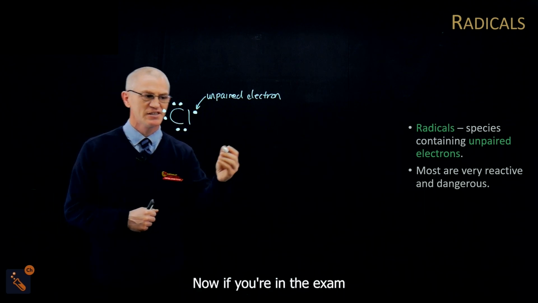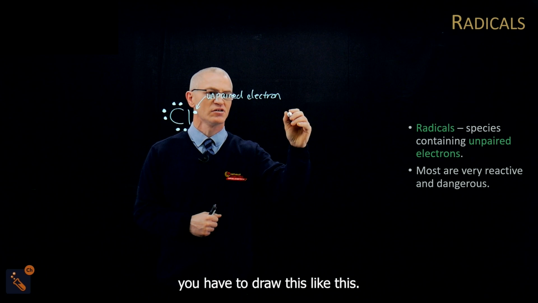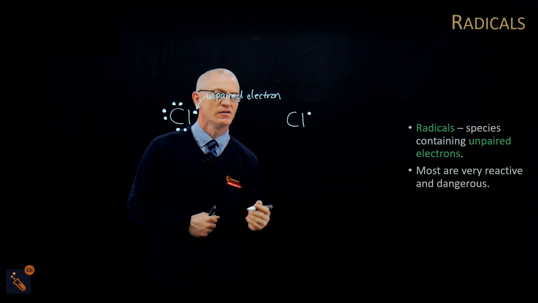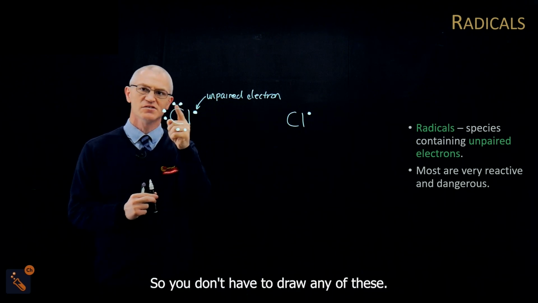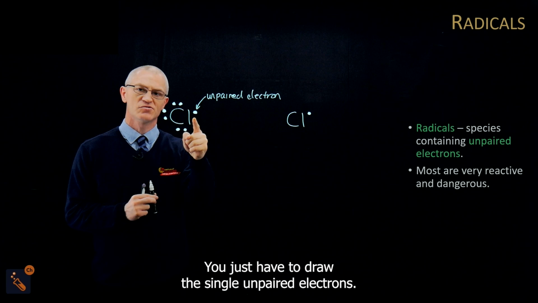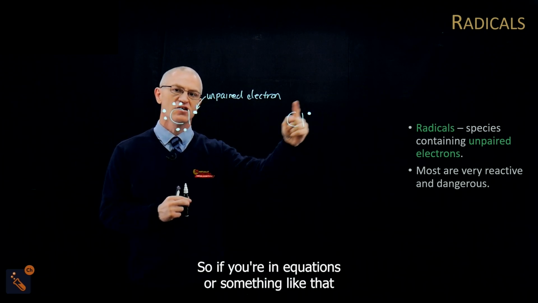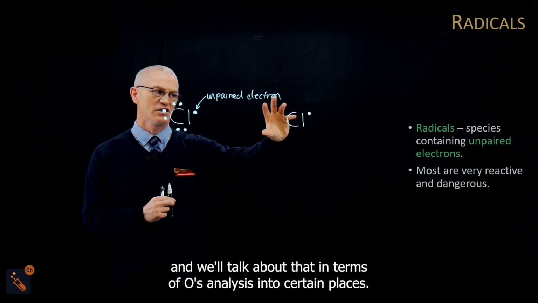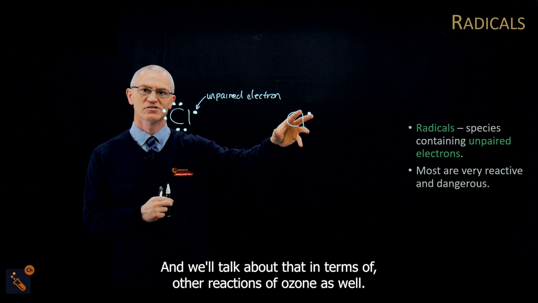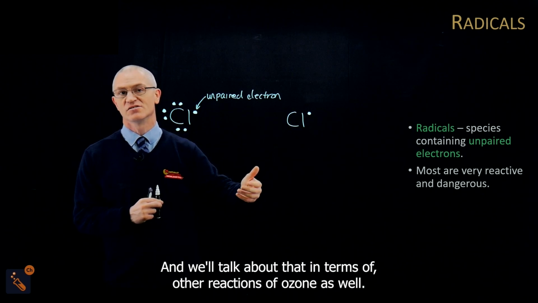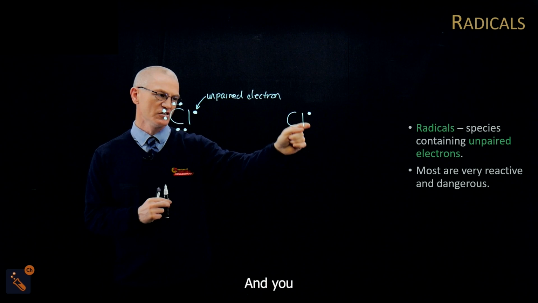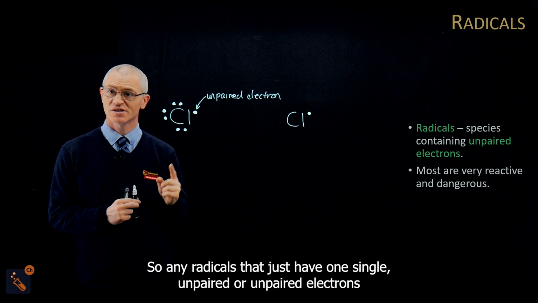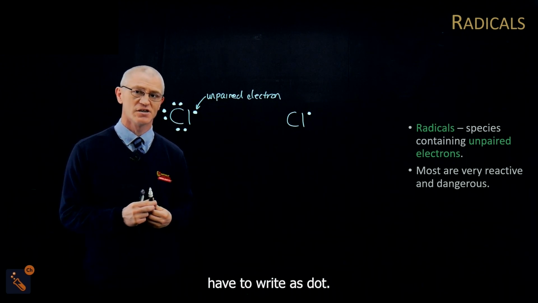Now, if you're in the exam, you have to draw this like this. You have to call it Cl dot. So you don't have to draw any of these, you just have to draw this single unpaired electron. If you're in equations, and we'll talk about that in terms of ozonolysis in certain places, and other reactions of ozone as well, you'll have to write this in the equations as a dot. So any radicals that just have one single unpaired electron, you have to write as a dot.